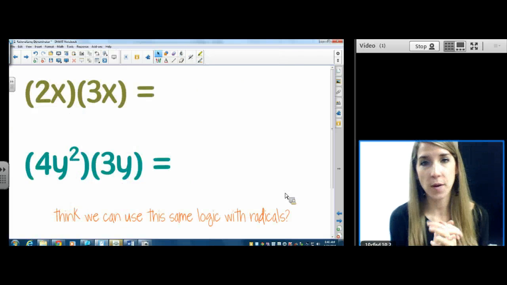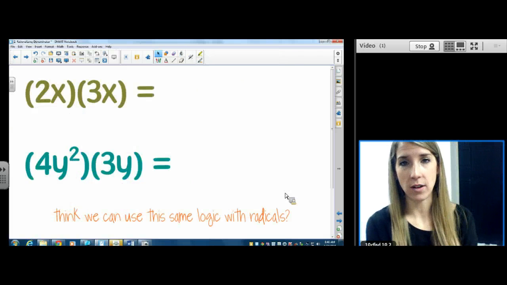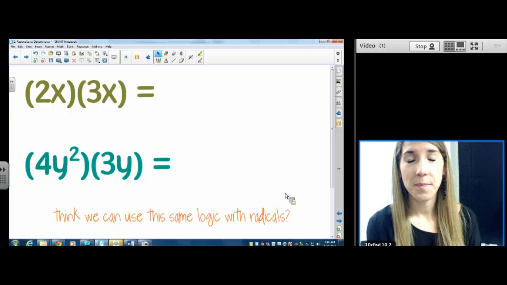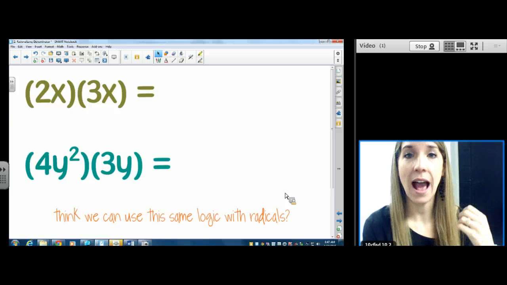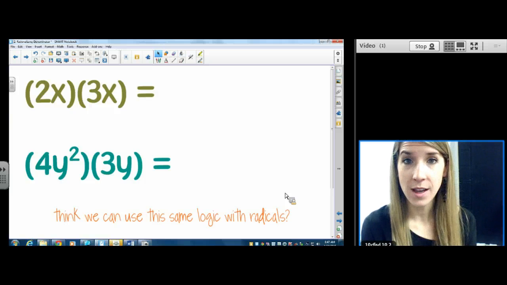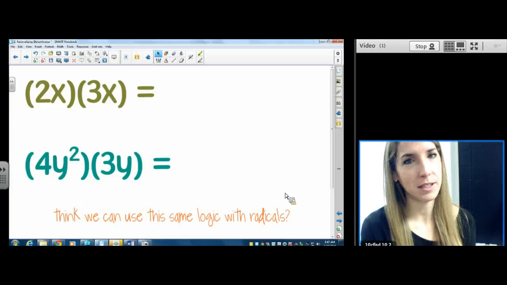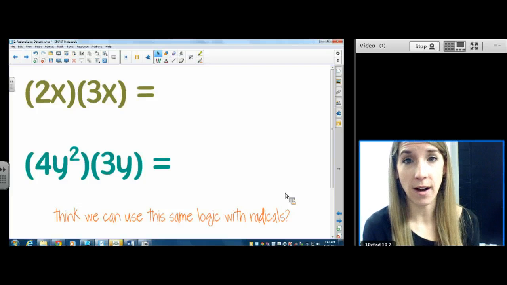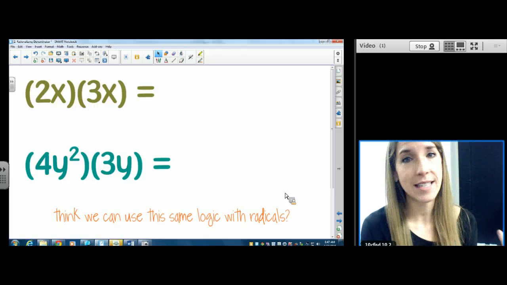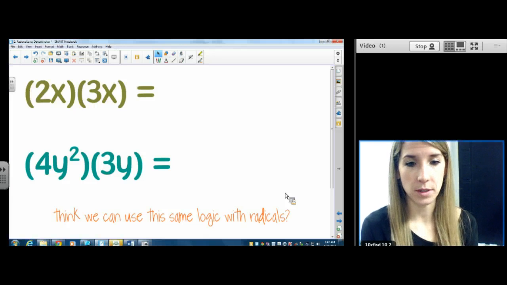We're going to continue from yesterday's lesson working with radicals. First, we talked about how to add and subtract radicals, and I talked about how you can add 2x plus 3x, but you can't add 2x plus 4y. Now, we're going to look at multiplying and dividing radicals, and we're going to treat it the same way that we do variables, the same way.